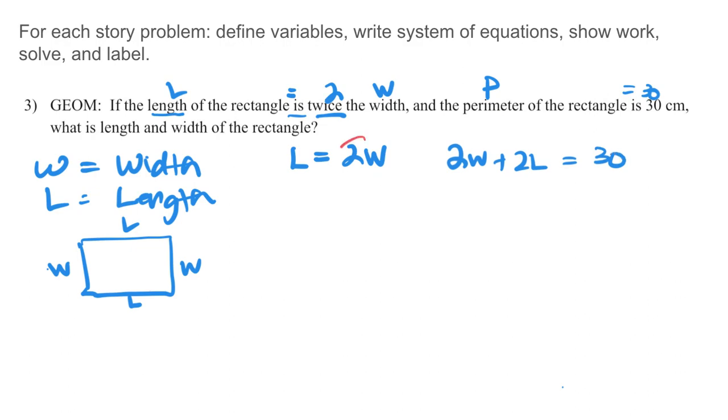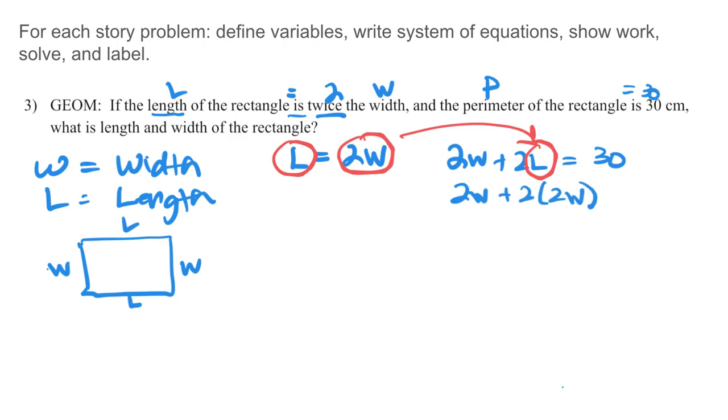So we know that the length is twice the width, so I can go here and substitute that in for the length. So 2w plus 2 times 2w, because 2w is the same thing as the length, equals 30. Now we can do some simplification. 2w plus 4w equals 30, and that's 6w equals 30, because we combine like terms here.